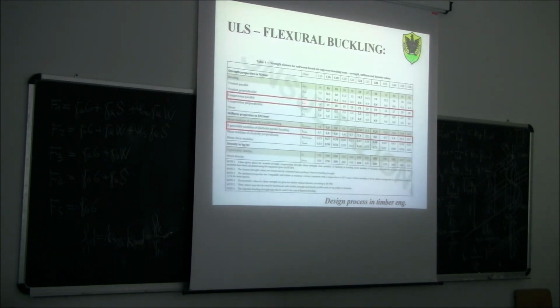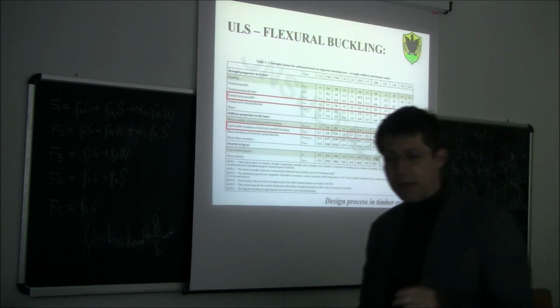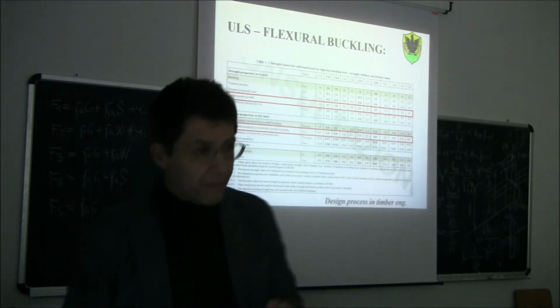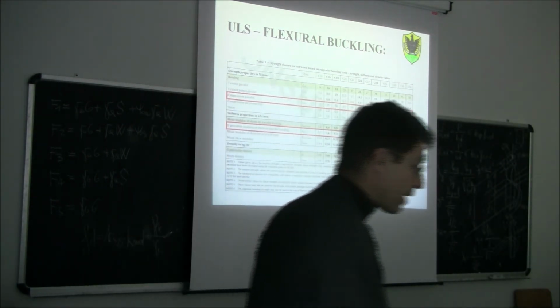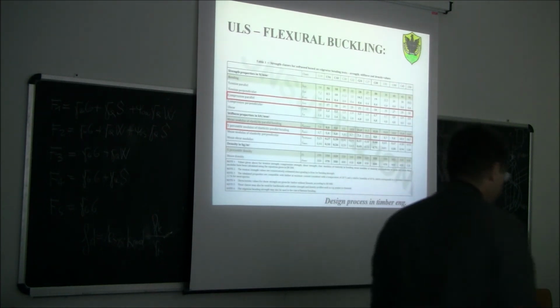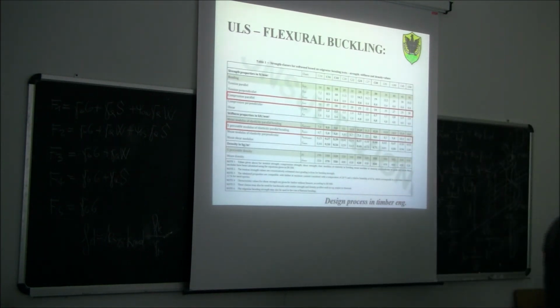So, compression parallel to the grain, for the verification we need the 5th percentile modulus of elasticity parallel to the grain. Remember that in this kind of verification, you need to use the modulus of elasticity parallel to the grain, not the mean value that we use for the deflection, but what is called the 5th percentile, the characteristic value. Okay?